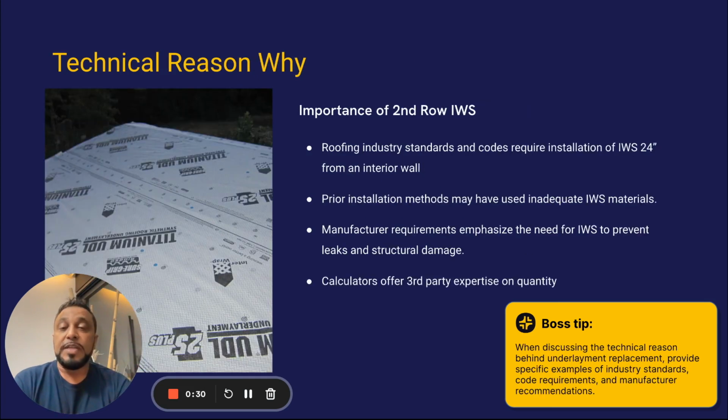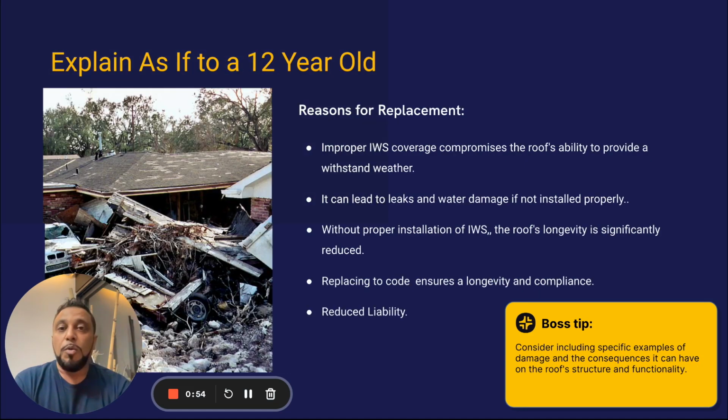Then what we're going to do is enter that line item, and we're going to support it with the F9 note with technical reasons. This is going to be your code, why ice and water is required 24 inches in from an interior wall in a living structure or a living area. You're going to cite that code and put it there. You're also probably going to grab that calculator, that diagram that shows this is how much ice and water is required on this installation. And you're then going to explain it like you would to a 12-year-old.